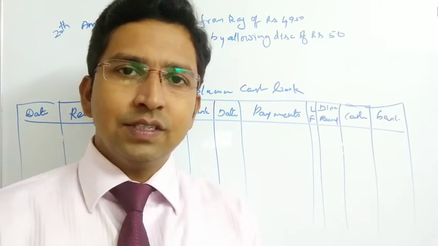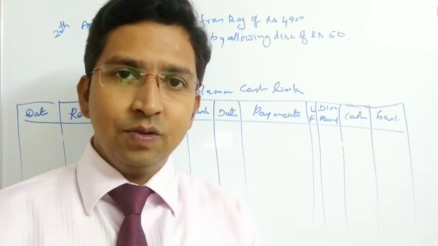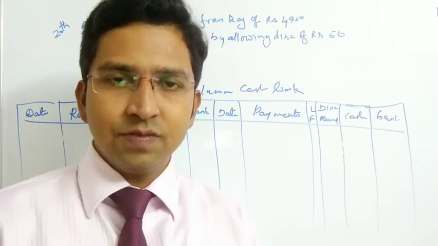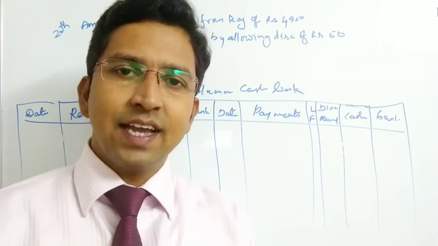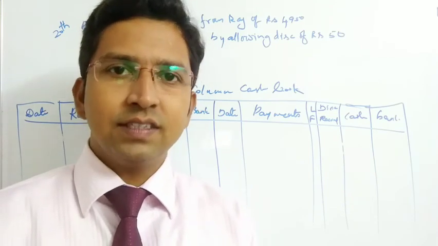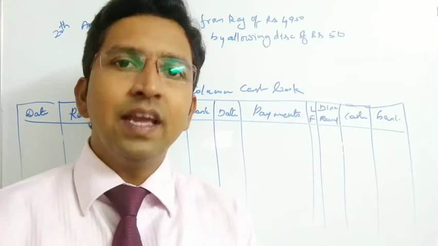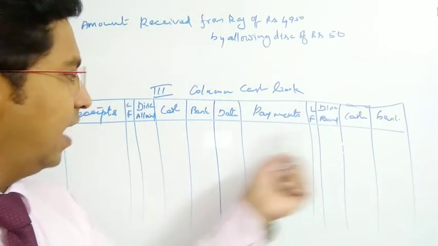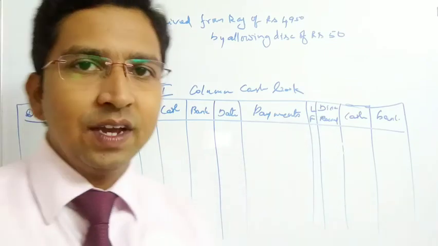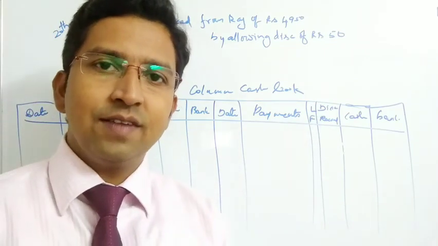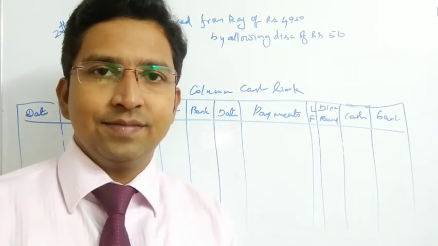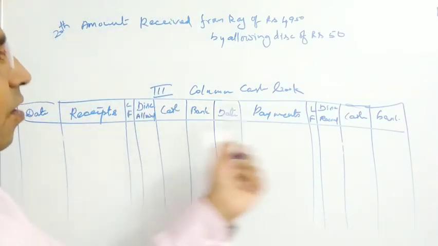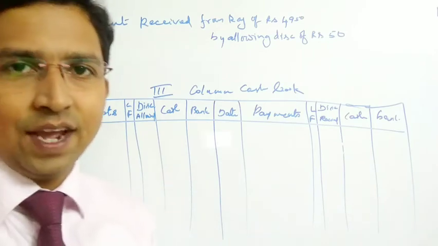This is a nice strategy, but even though it is a good strategy, it is a loss for us. Discount allowed is a loss for us, and discount received is a gain for us. So that loss and gain should be taken into account. At the end of the month, we should calculate how much discount we have paid and how much discount we have collected. In order to calculate all those things, we prepare the 3-column cash book.